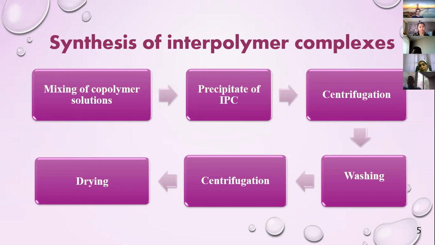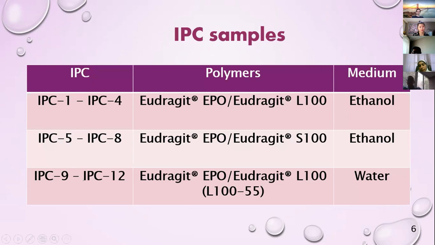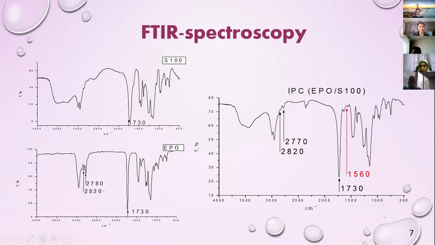And we obtained 12 samples of interpolymer complexes, as you can see from this slide. Then we decided to investigate them. Usually we use infrared spectroscopy and differential scanning calorimetry to prove that we obtained interpolymer complexes, and these complexes are stabilized by intermacromolecular coordination bonds, like here, for example, stabilized by ionic bonds. And then we also made differential scanning calorimetry.